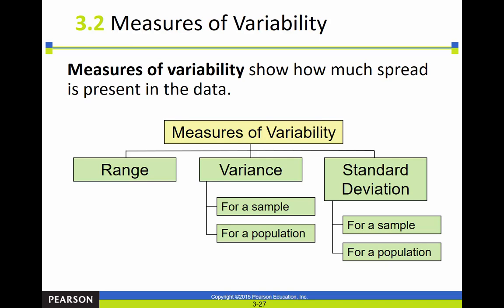So next we have measures of variability. In other words, how spread out is the data set I'm looking at? Measures of variability are broken into range, variance, and standard deviation. And you'll notice that variance and standard deviation, we do a little differently for a sample and for a population. And that'll become more important as we move through the course.